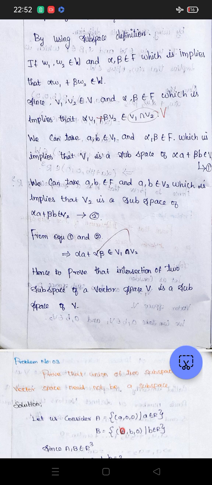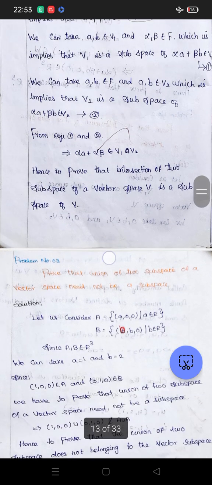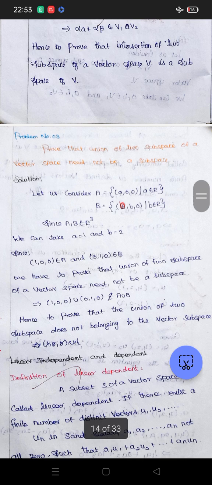Can you understand? Hence we prove that the intersection of two subspaces of a vector space V is a subspace of V. So here V is a vector space, V1 and V2 are subspaces, and we also prove that V1 intersection V2 is a subspace of the vector space V. Yes, it is an important 7 mark question. Next one, a 2 mark question.